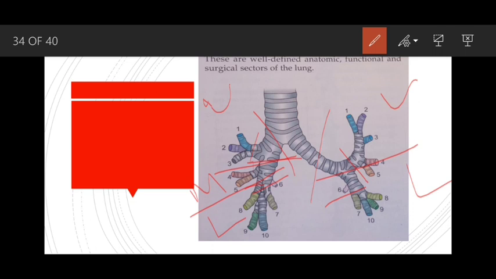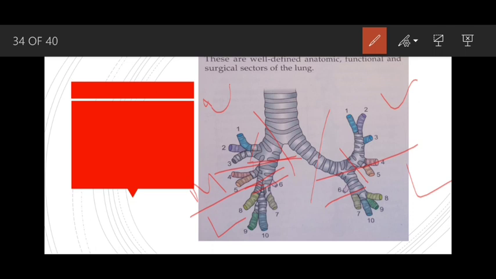branches. First is known as apical, second is the posterior, and third is the anterior. With the same nomenclature on the left side, first is known as apical, second is the posterior, and third is the anterior. Now we will see the fourth and fifth, which are part of the middle lobe and having two segments.